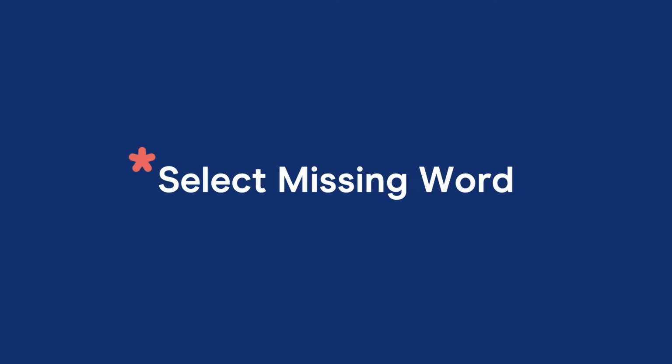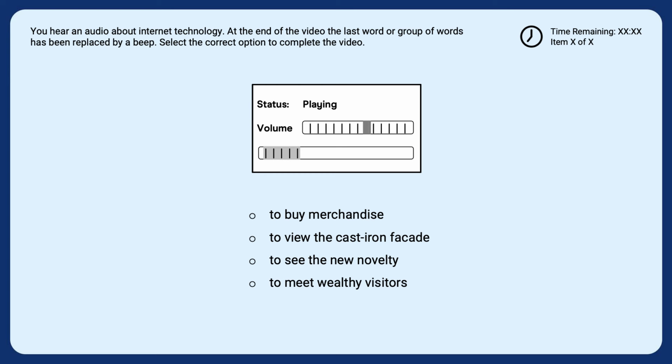All right, let's begin this practice test with Select Missing Word. You'll get 1 or 2 of these questions on test day. Here's what they look like. It's kind of odd looking. What you're looking at are the endings of a sentence.